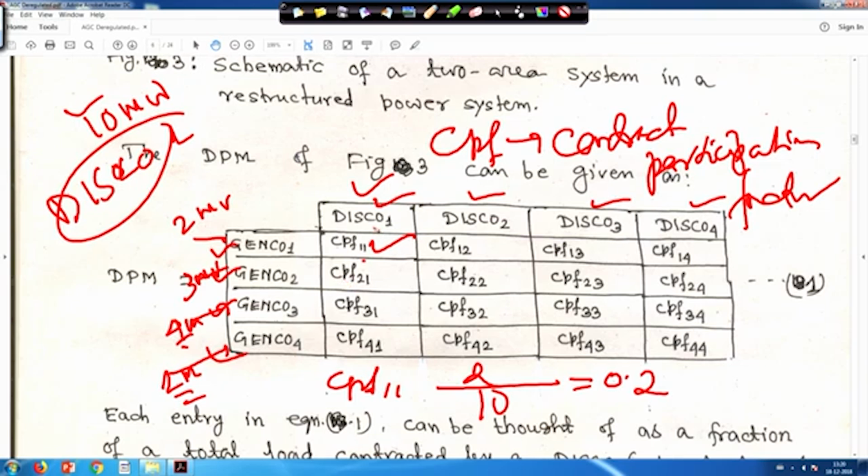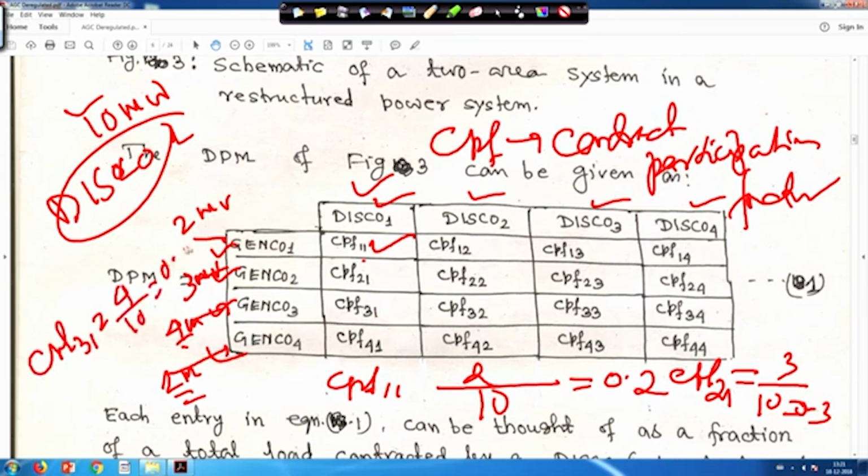Similarly, CPF 21, because DISCO 1 needs 3 megawatt from GENCO 2, will be 3 by 10, that is 0.3. Similarly, the 4 megawatt that DISCO 1 needs from GENCO 3 means CPF 31 is equal to 4 by 10, that is 0.4. Similarly, CPF 41, because DISCO 1 needs 1 megawatt from GENCO 4, is 1 by 10, that is 0.1.